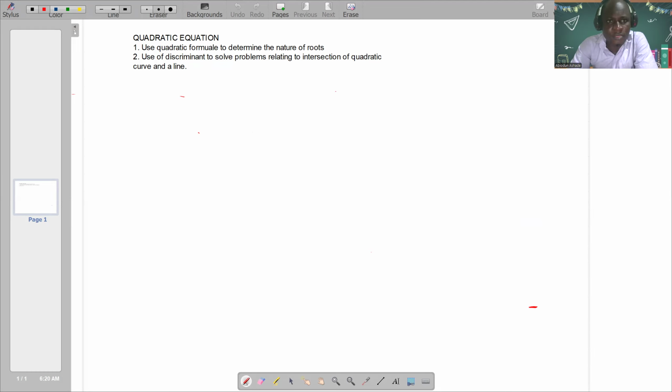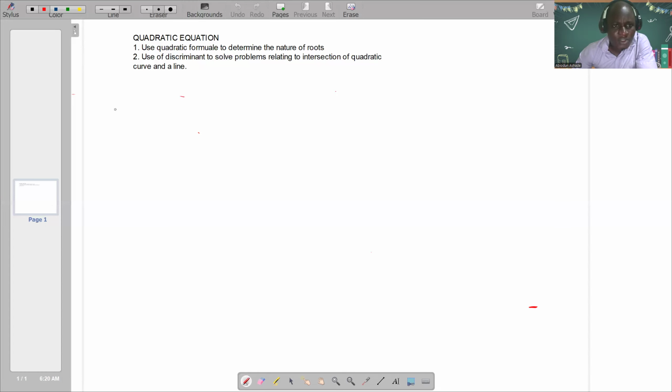And today, we want to look at an aspect of AS mathematics under quadratic equation. The two things we want to check today are how we use the quadratic formula to determine the nature of roots, and how we use it to solve problems relating to intersection of a quadratic curve and a line. So without wasting much of our time, let's delve into the topic.